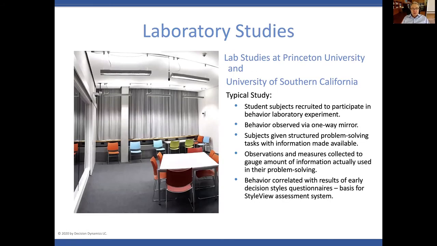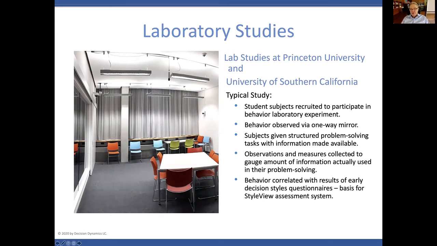This is a picture of a typical university behavior laboratory. The studies were mainly conducted at Princeton and the University of Southern California. This picture isn't at either one of those places. It's just a picture of a typical university behavior research lab. So students would be recruited as subjects to participate in various laboratory experiments. Their behavior was observed by a one-way mirror, which you can see over here on the left side of this picture.